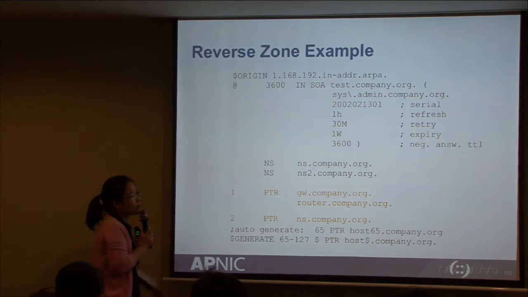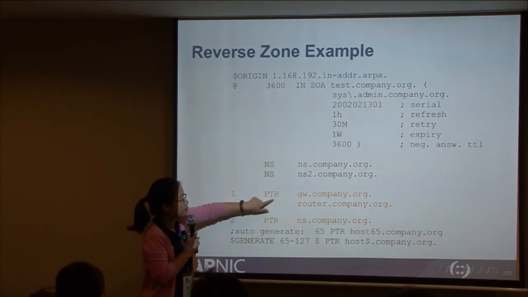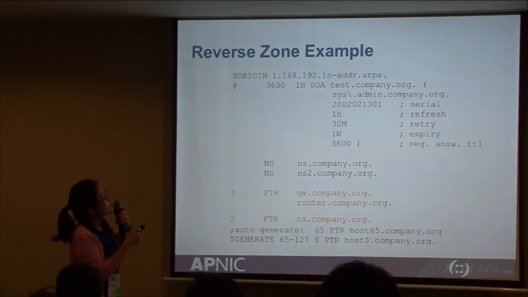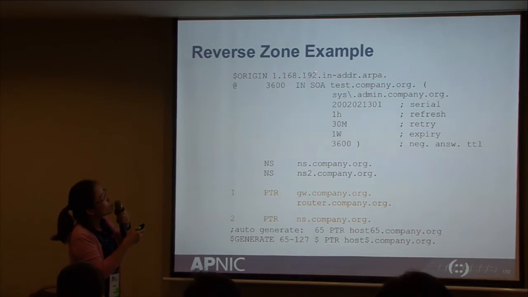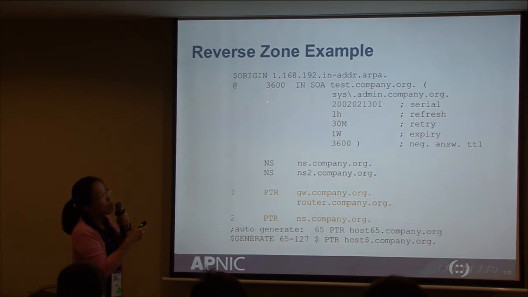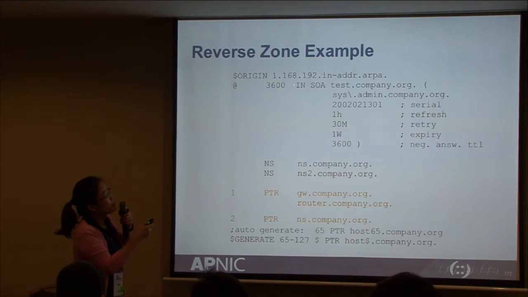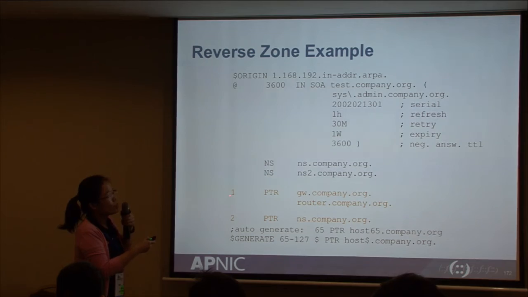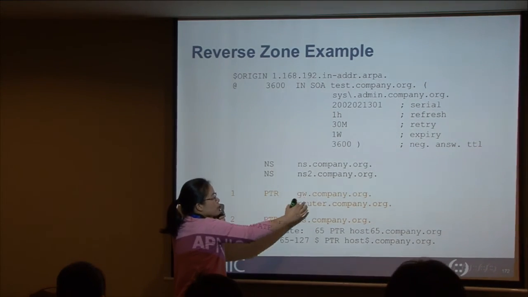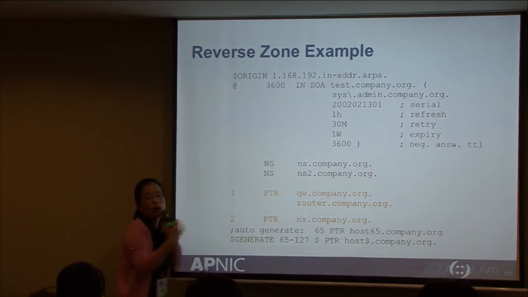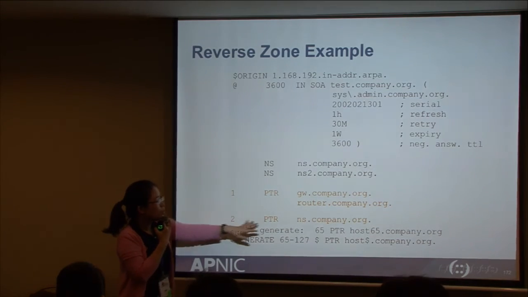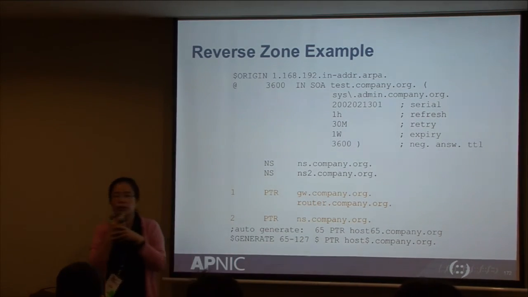For the reverse zone file, you have a pointer. For this block, maybe you will ask, what is this block? It is 192.168.1.0. So this is one block. And then if the IP address is .1, its name is gateway.company.org, the router. And .2 will point to the name server for company.org.